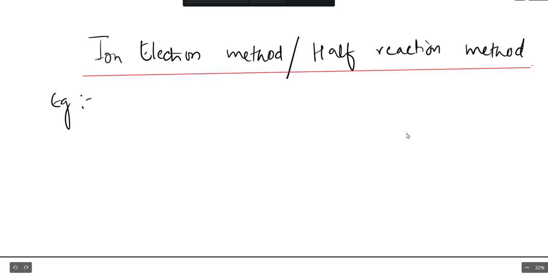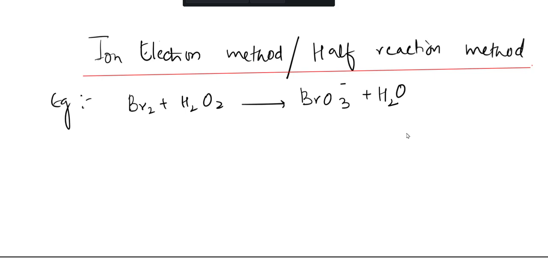The example which I'm going to take is bromine reacting with hydrogen peroxide, and it's going to give BrO3 minus plus water. Now remember, the ion electron method or half reaction method can be performed in two ways. Two mediums: one is the acidic medium and one more is the basic medium.